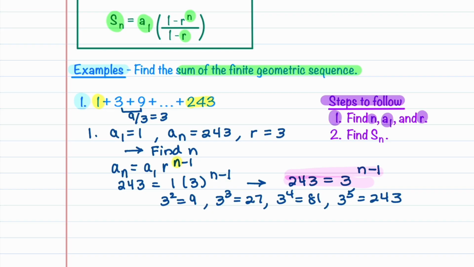5th. So over here to the left, this gives us 3 to the 5th is 3 to the N minus 1. Then we can just equate the exponents. So we can say 5 is N minus 1, which tells us that N is equal to 6. Now we have everything we need. We have A1, we have R, and we have N.